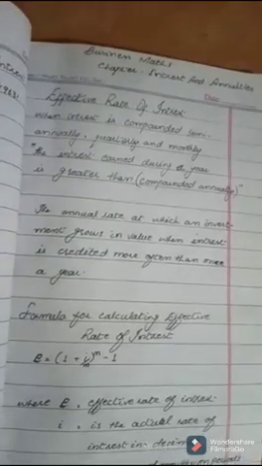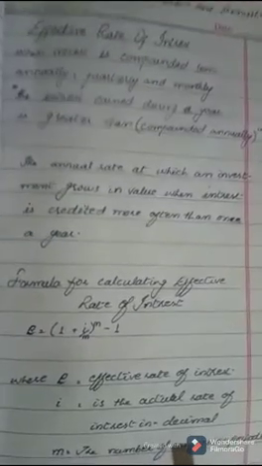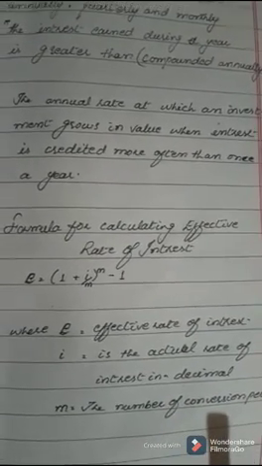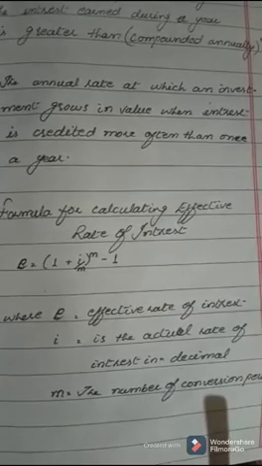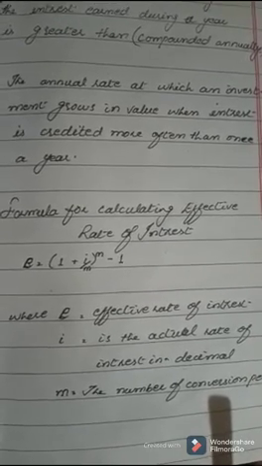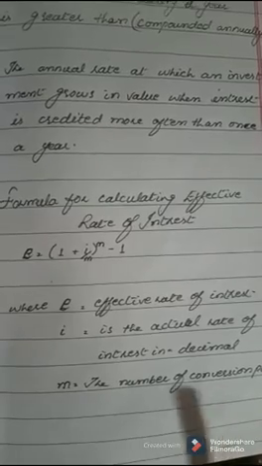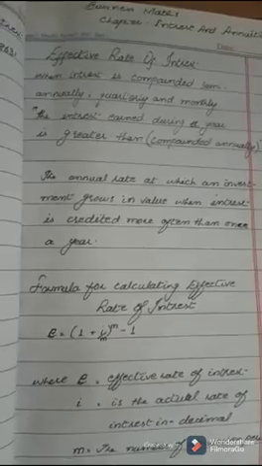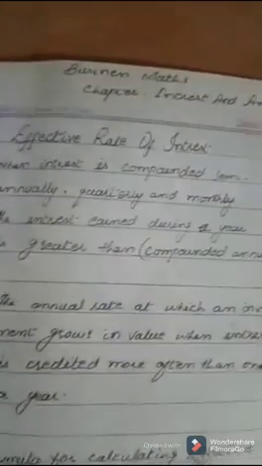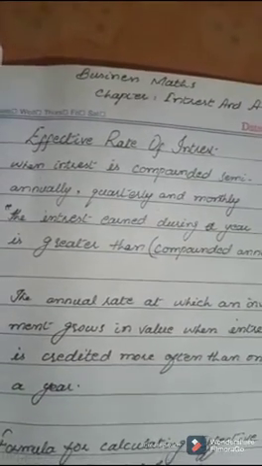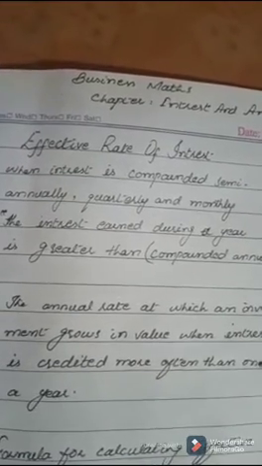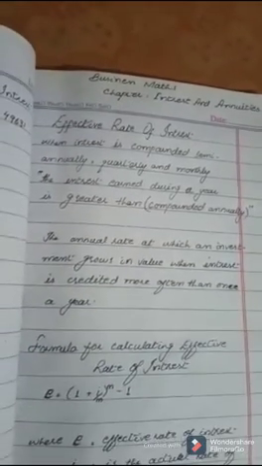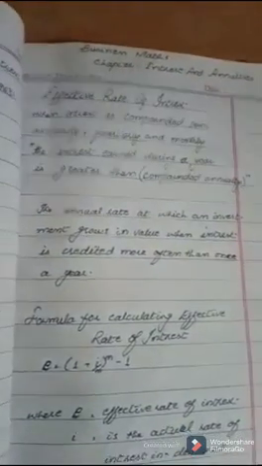Moving to our next topic, effective rate of interest. What is effective rate of interest? The annual rate at which an investment grows in value when interest is credited more often than once a year. It is observed that when the interest is compounded semi-annually, quarterly, or monthly, the interest earned during a year is greater than compounded annually. So this is what effective rate of interest is.